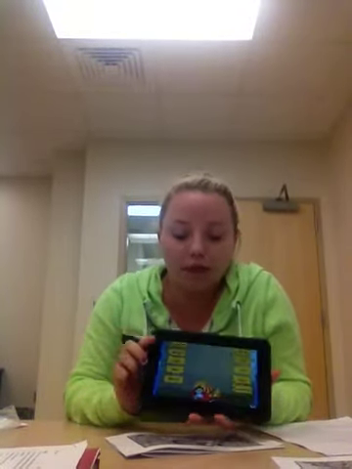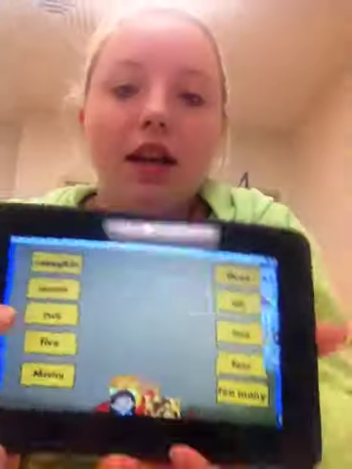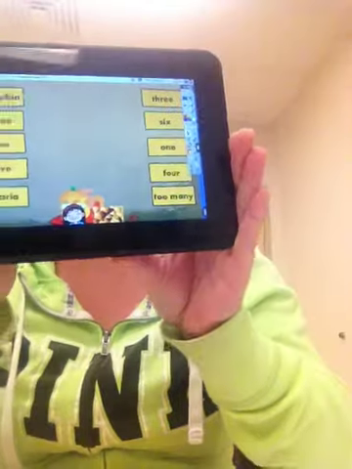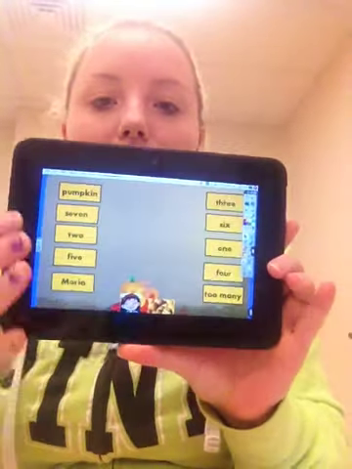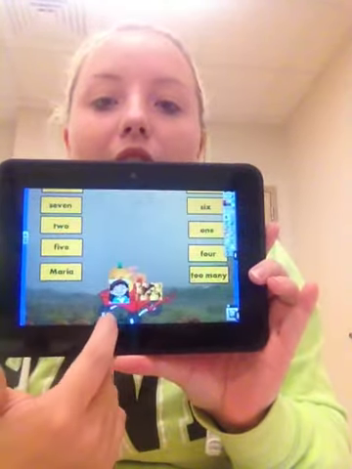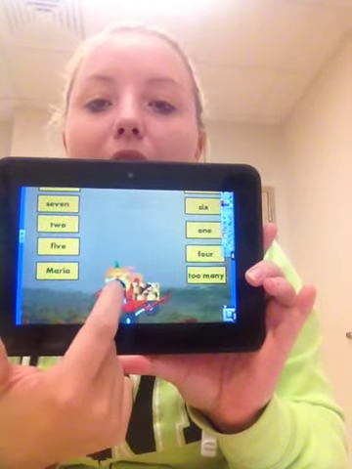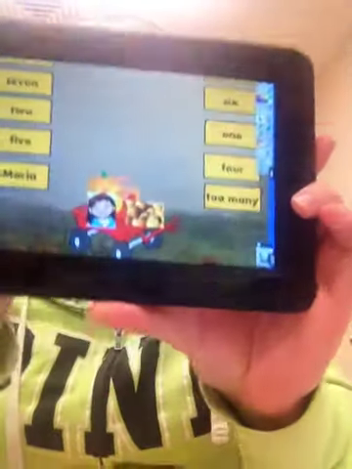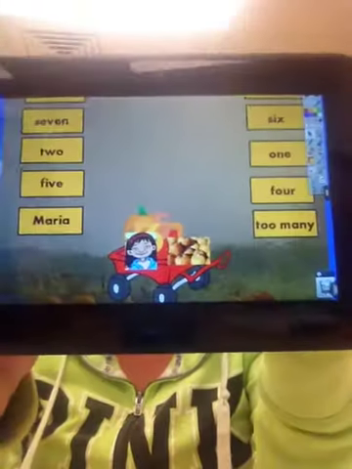Then I would have the Promethean board, or even this up. The students have pumpkin, 7, 2, 5, Maria, 3, 6, 1, 4, and the words "too many." So the students go and match the numerals. You can see down here in the wagon, there's a picture of Maria, there's a lot of pumpkins, there's one pumpkin, and then the numerals. So they can match all of those.